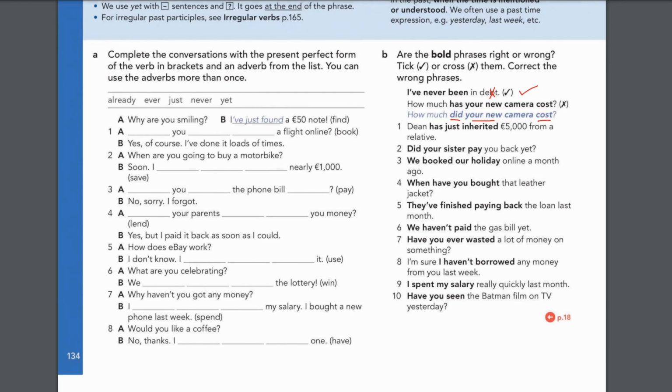Right. Number one, Dean has just inherited 5,000 euros from a relative. Okay, so we don't have the mentioning of time, and Dean has just. So when we have just, we use present perfect, and we don't have the time, so that's perfect. There's no problem with it.